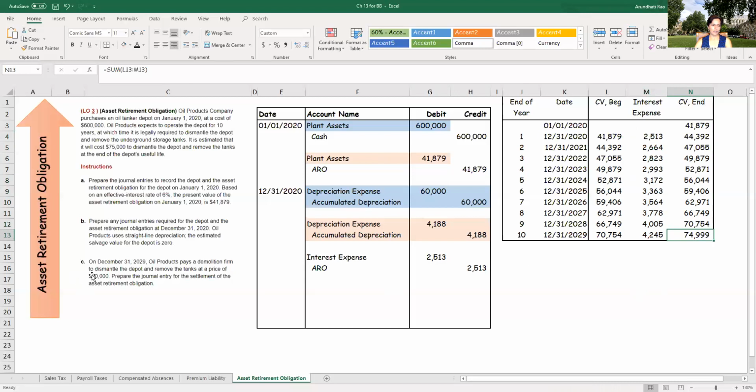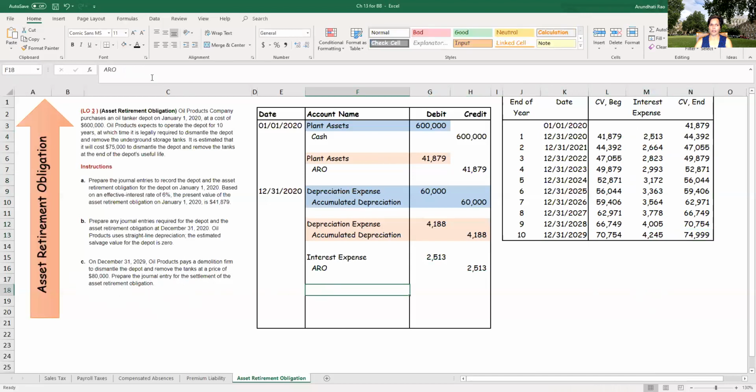Okay, let's see what happens here. On December 31st, 2029, at the end of the 10 years, Oil Product pays a demolition firm to dismantle the depot and remove the tanks at a price of $80,000. What had I planned for? $75,000. But it turned out to be a little more. It's $80,000. Prepare the journal entry for the settlement of the asset retirement obligation.